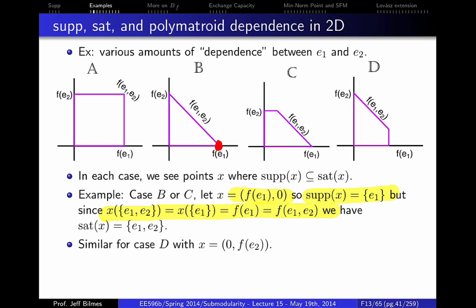Basically, E1, E2 is also tight at x. And that's, again, essentially because of this set of inequalities. So therefore, sat in this case is equal to E1, E2, which is strictly greater than sup. And case D is exactly analogous for this other point up here. Right.